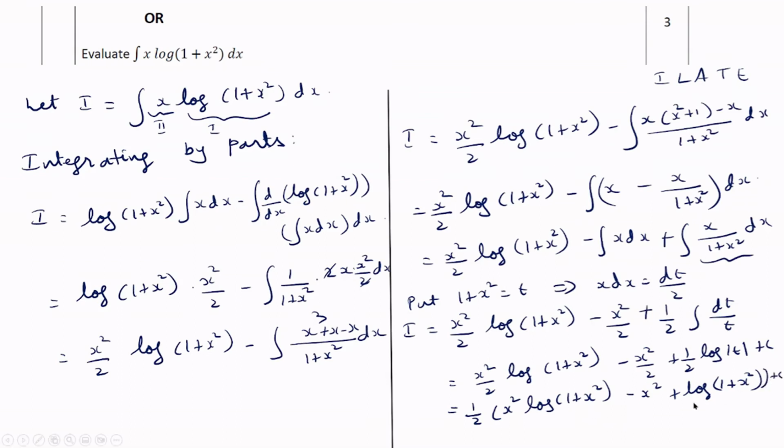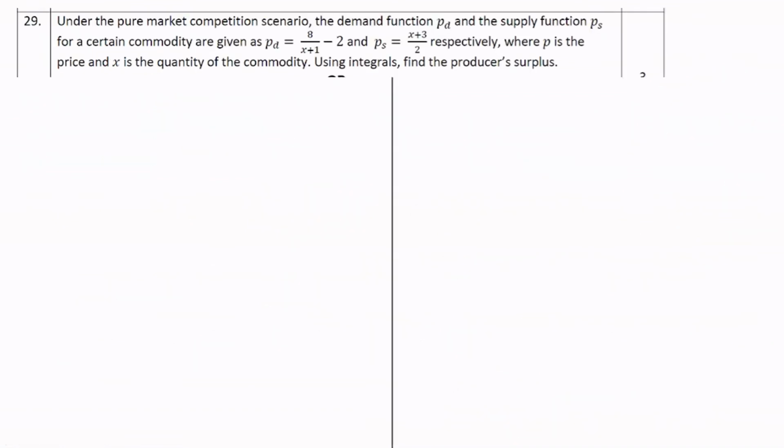So here this log of 1 plus x square is common. So the given integral is half of x square plus 1 log of 1 plus x square minus x square plus c. So this is the integral of this function. Moving on to the next question.